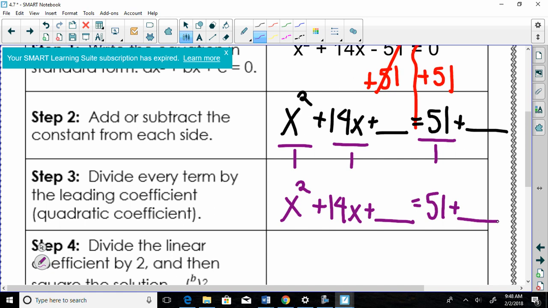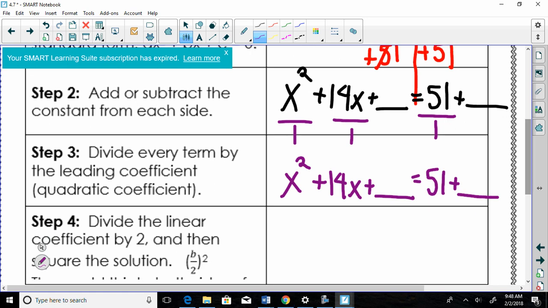So now what we do to get this number that makes it a perfect, cute little binomial is I take this middle term, which is 14. You guys see that? I'm taking 14 and I'm splitting it in half. What's half of 14? 7. The next thing I'm doing is I'm squaring that number. What is 7 squared?